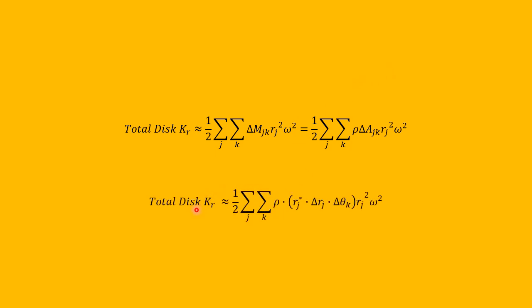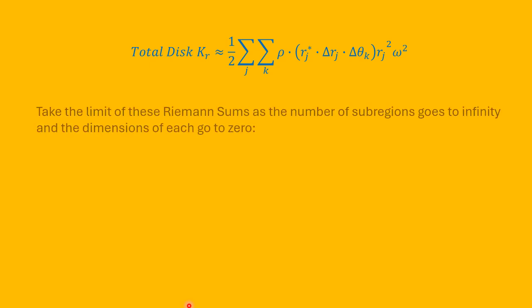And so the total disk kinetic energy then is going to be what? Well, let's look at this a little bit further. We have a factor of rho, which is right here. We have delta A sub jk, the area of that jkth element, which is r sub j star times delta r sub j times delta theta sub k. And then we have r sub j squared as a factor and omega squared as a factor. So we have that the total disk kinetic energy of rotation is 1/2 the sum over j and k of rho times r sub j star times delta r sub j times delta theta sub k times r sub j squared times omega squared.